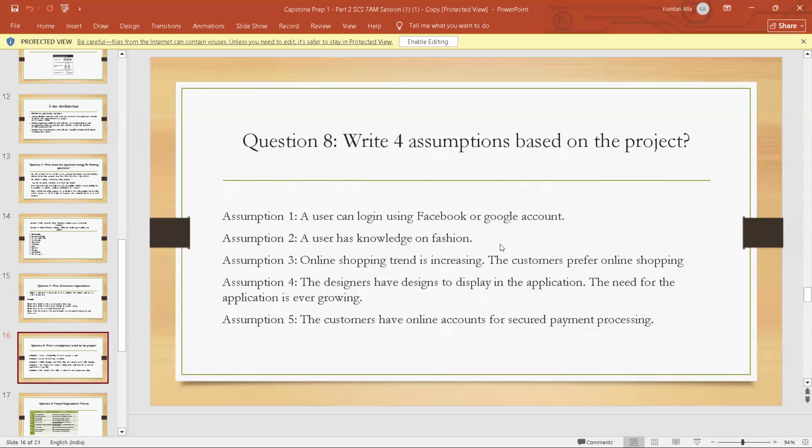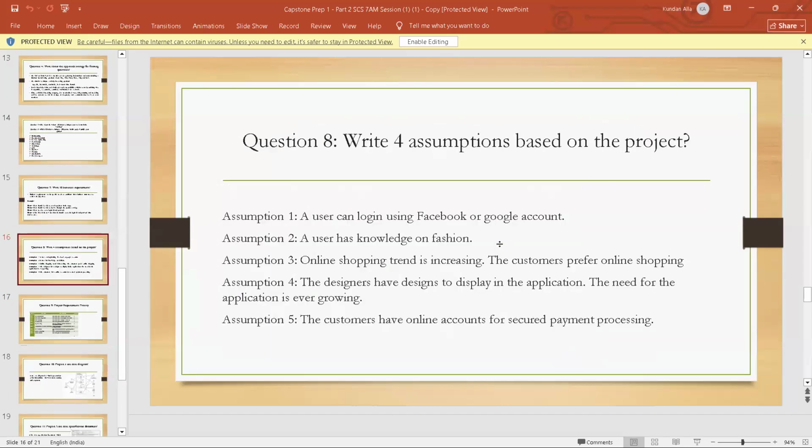Assumption three: online shopping trend is increasing, the customer prefers online shopping. This is your third assumption. Coming to the fourth: the designer has designs to display in the application, and the need for the application is ever growing. Assumption five: the customer has online accounts for the secured payment process. Not all people have online accounts, right? Some of them will be using offline payment also.